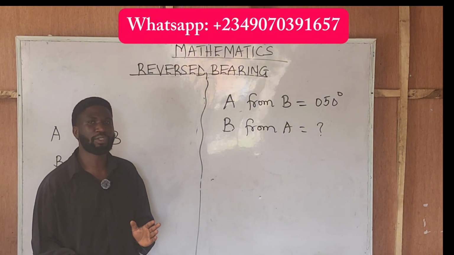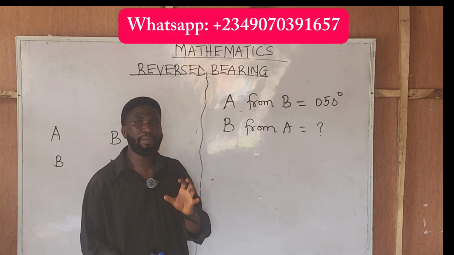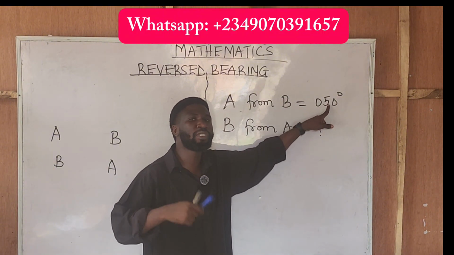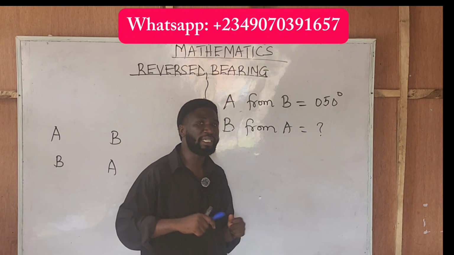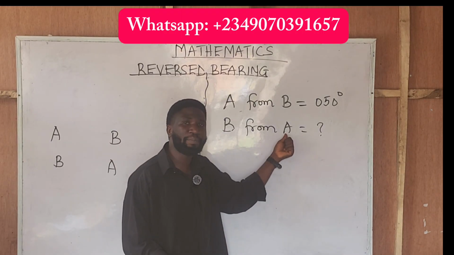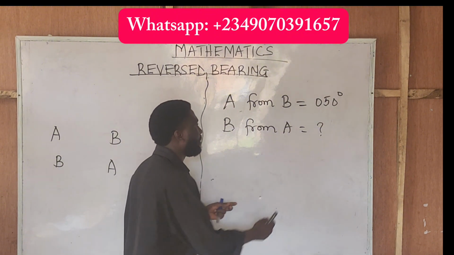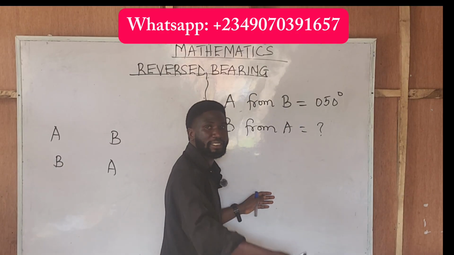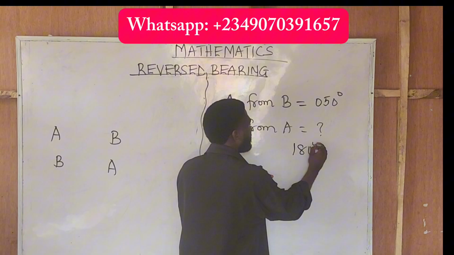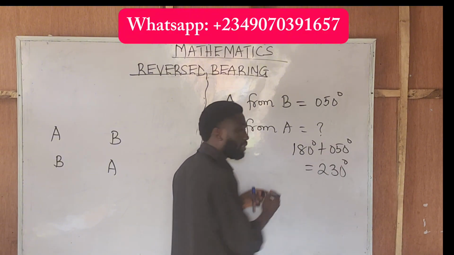So to answer this question, let me start with the simple method you can use. The method goes this way: if the given bearing is less than 180 degrees, to get the other bearing, you have to add 180 degrees to it. In this case, the bearing given to us is less than 180. So to get the bearing of B from A, you are going to have 180 degrees plus 50 degrees, and that will give us 230 degrees.